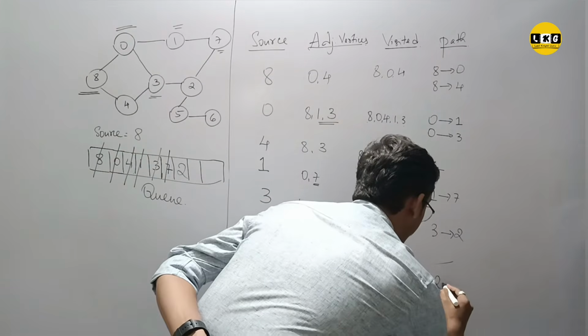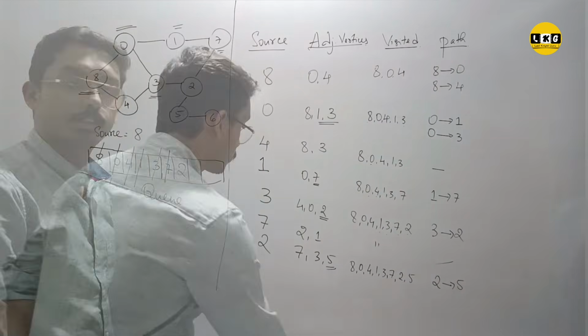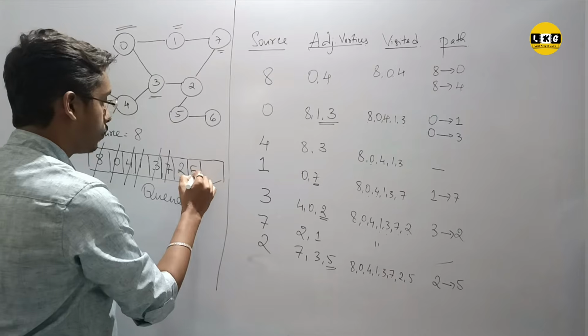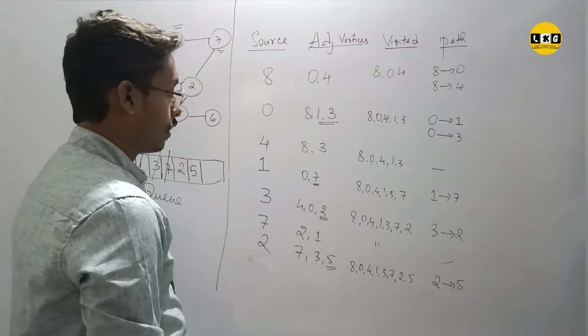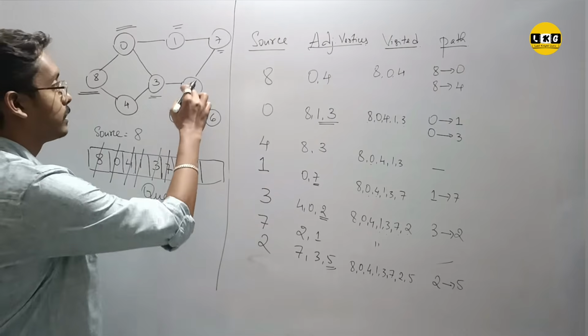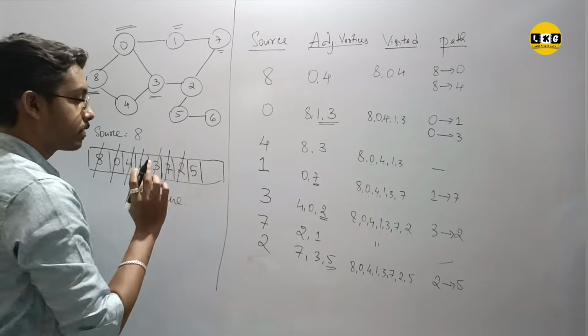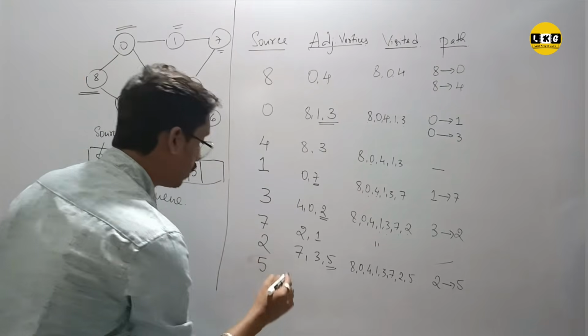From where are we visiting? We are visiting from 2. So this will be 2 to 5. So 5 will be added to the queue, correct? Now 2 will be deleted from the queue because we visited all the adjacents of 2, which is at the top of the queue. Top of the queue is 5. So 5 will be added as a source here.